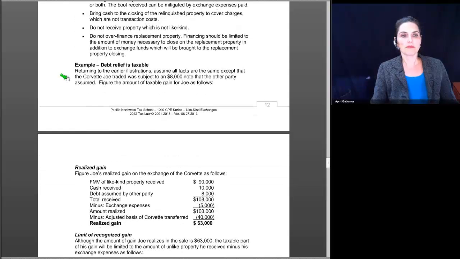And here's an example where debt relief can become taxable. Returning to our earlier illustrations, we're going to assume all the facts are the same, except that that Corvette that Joe traded, it was subject to an $8,000 note that the other party has assumed. You figure the amount of taxable gain for Joe as follows.